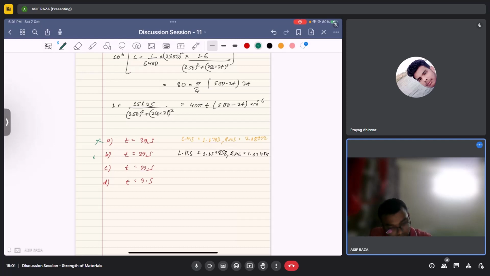RHS for this case is 40 into pi into 19.5 into 500 minus 2 into 19.5. This comes around 1.129653.